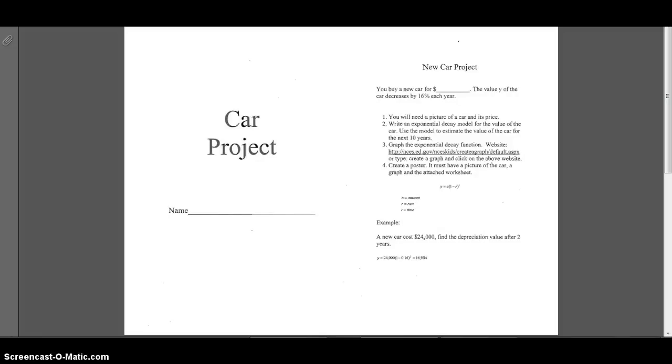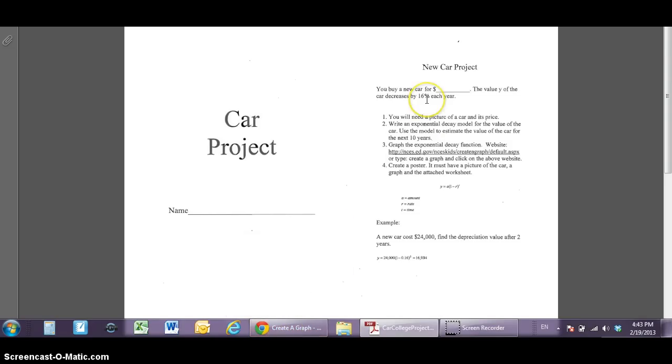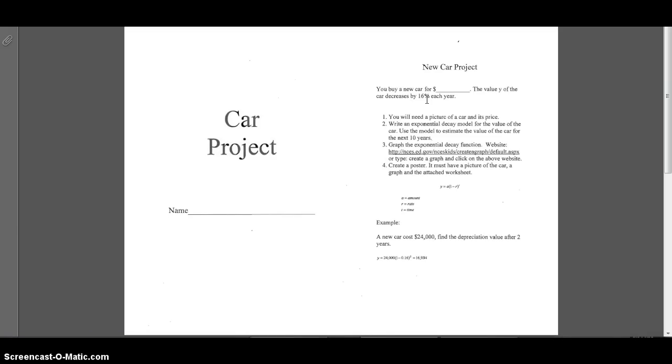All right, guys, in this video, I'm going to go over how to do the car project and the college fund project that is due tomorrow. So for the car project aspect of it, what you need to do is pretend that you are going to buy a new car. You can select any car that you want. Really, it doesn't even have to be a new car per se.